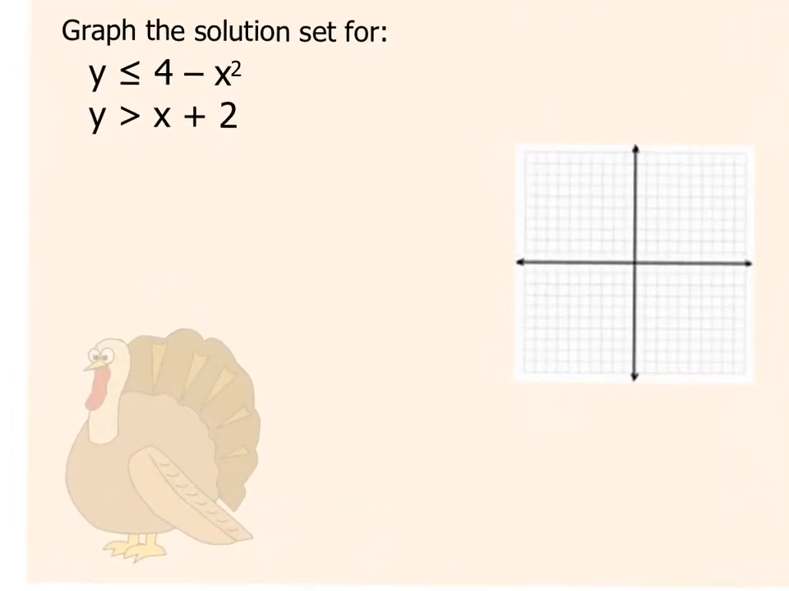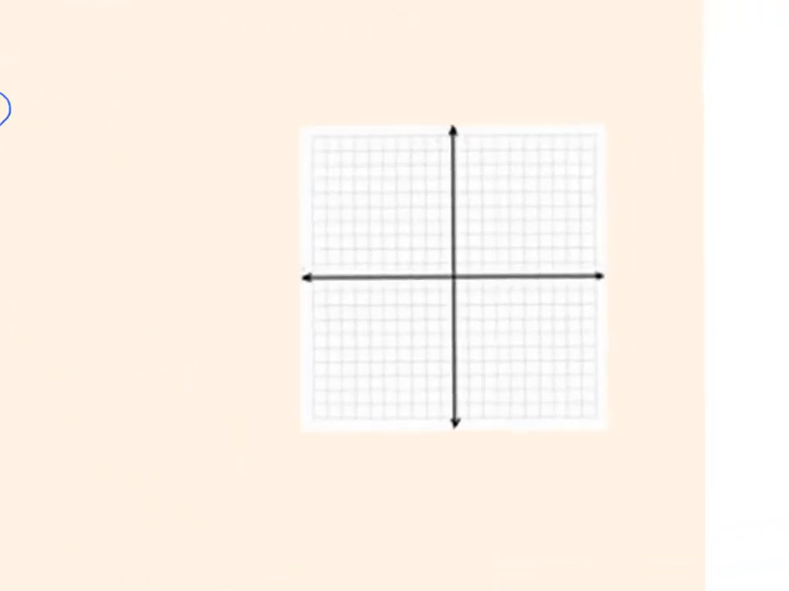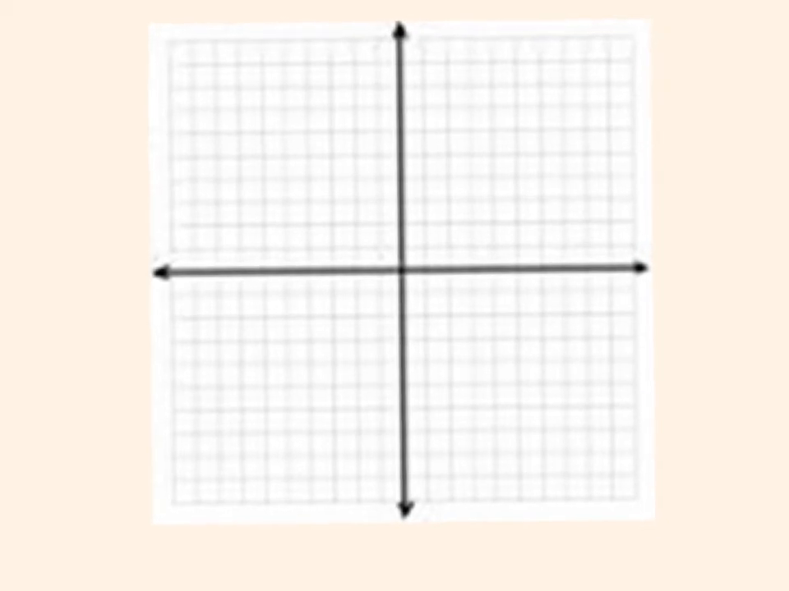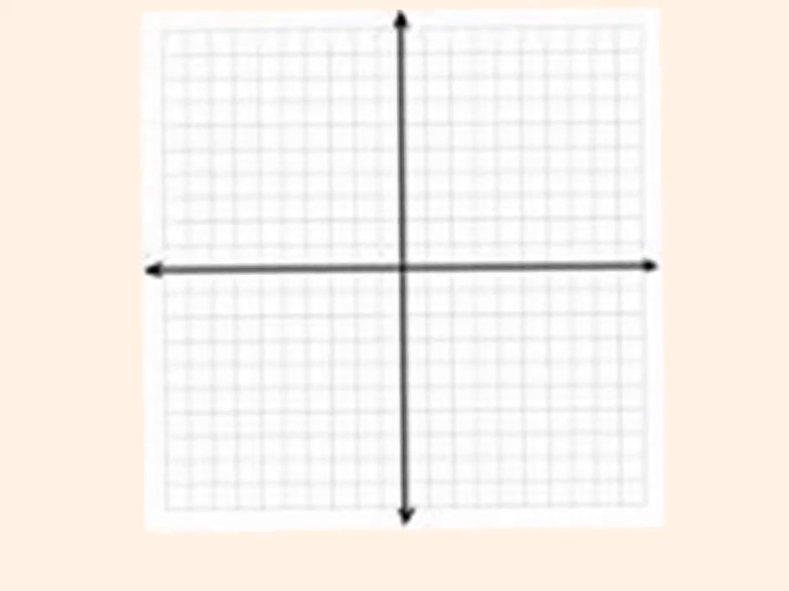A line with a quadratic. A linear equation with a quadratic. Let's graph this one first. Let's leave the quadratic to deal with second. I'm going to graph the line y equals x plus 2. The y-intercept is 2. The slope is 1.